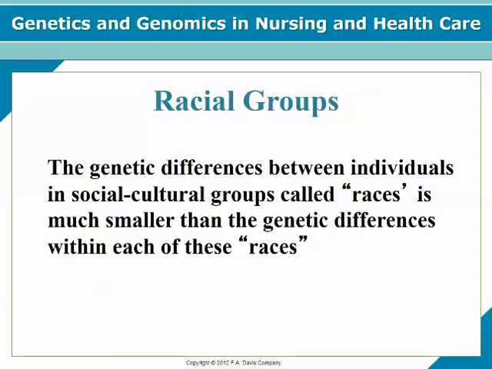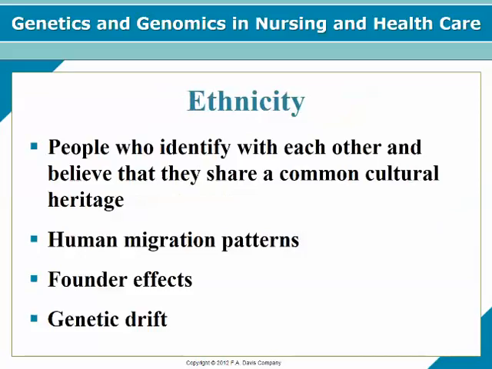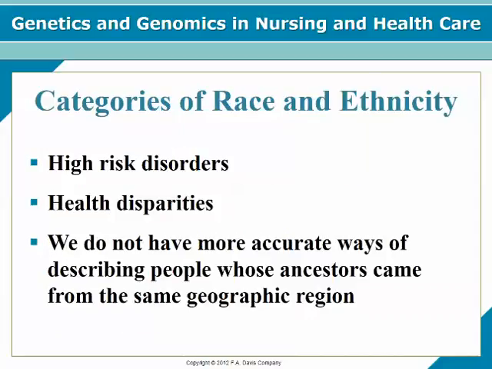Ethnicity is when people identify with each other and believe that they share a common cultural heritage. It also takes into consideration human migration patterns, founder effects, and genetic drift. Categories of race and ethnicity matter for high-risk disorders and health disparities, and we don't really have an accurate way of describing people whose ancestors come from the same geographic region. Looking at DNA doesn't really classify race and ethnicity as we know it culturally.